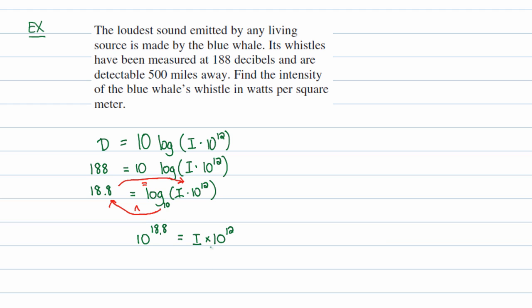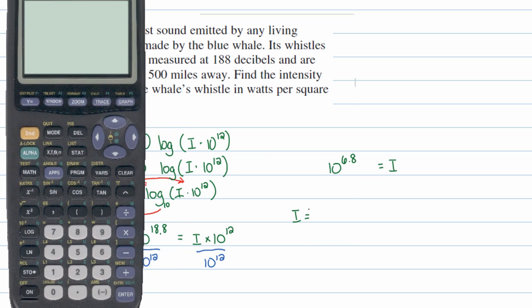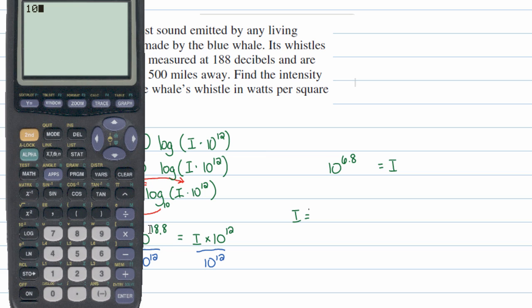And now I want to divide both sides of this equation by 10 to the 12th. Let's go ahead and do that to find out what I is, what the intensity of the blue whale's whistle is. On the right hand side, 10 to the 12th over 10 to the 12th is 1. So you just get a single little I there. On the left hand side, 10 to the 18.8 over 10 to the 12th, well, you subtract the exponents, right? So that's going to be 10 to the 6.8 power. So the intensity, the power that is generated by the blue whale's whistle, that measured whistle that they're quoting here, is going to be 10 to the 6.8 power.